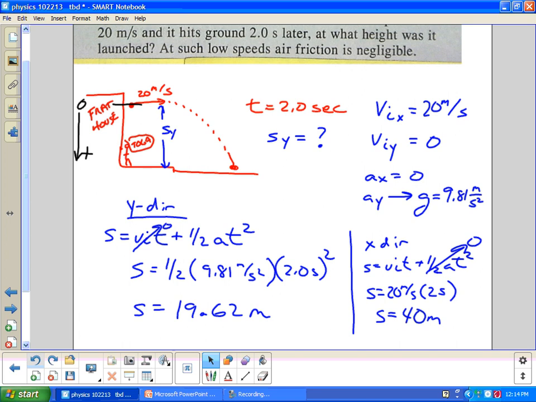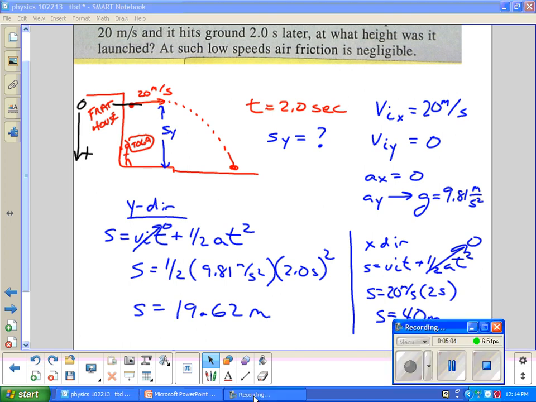Anyway, good problem. And again, separating x and y directions, guys. Do you see how we separated x and y directions? Always by components.